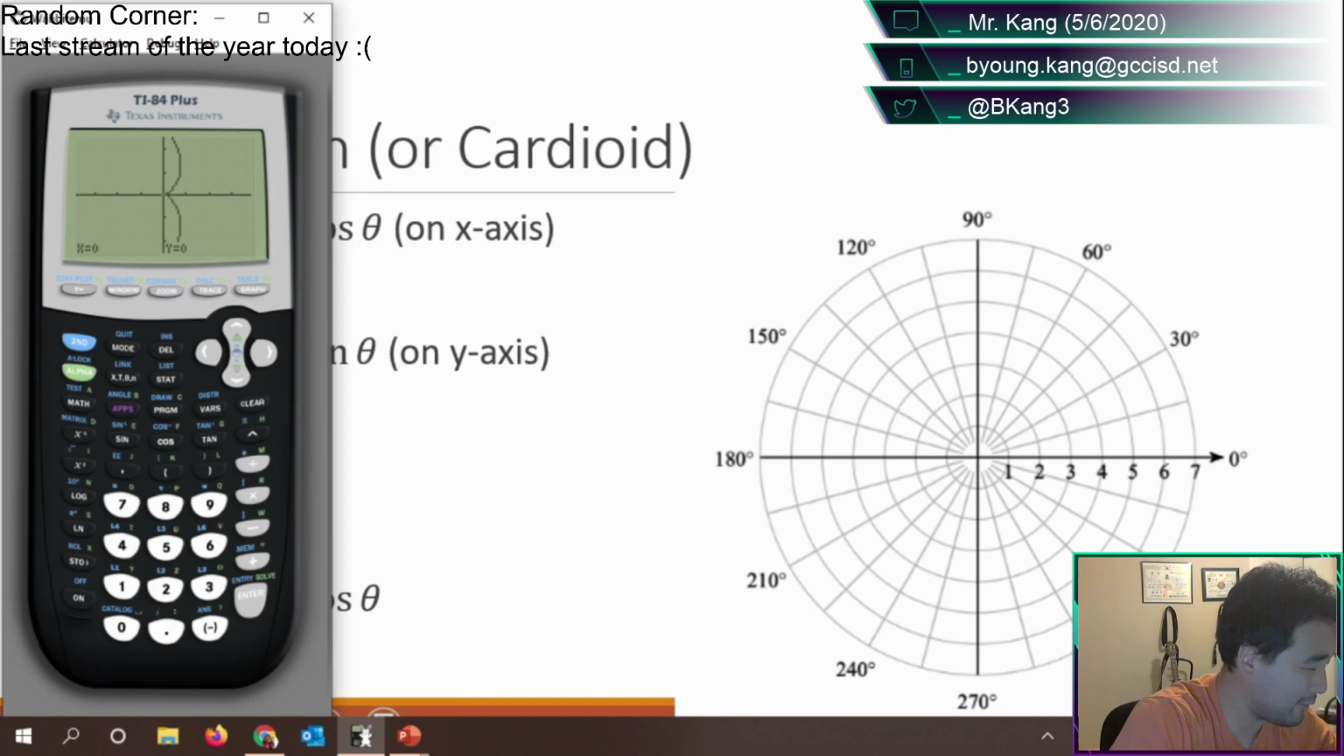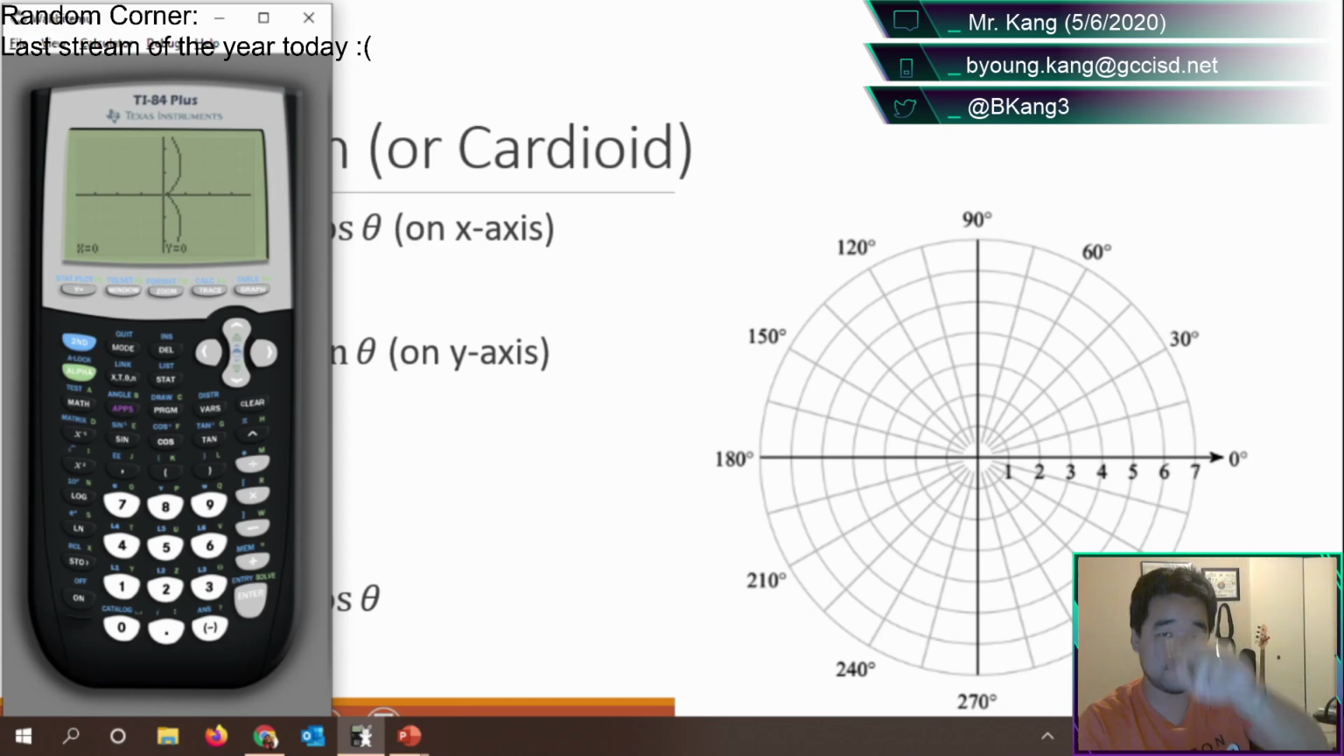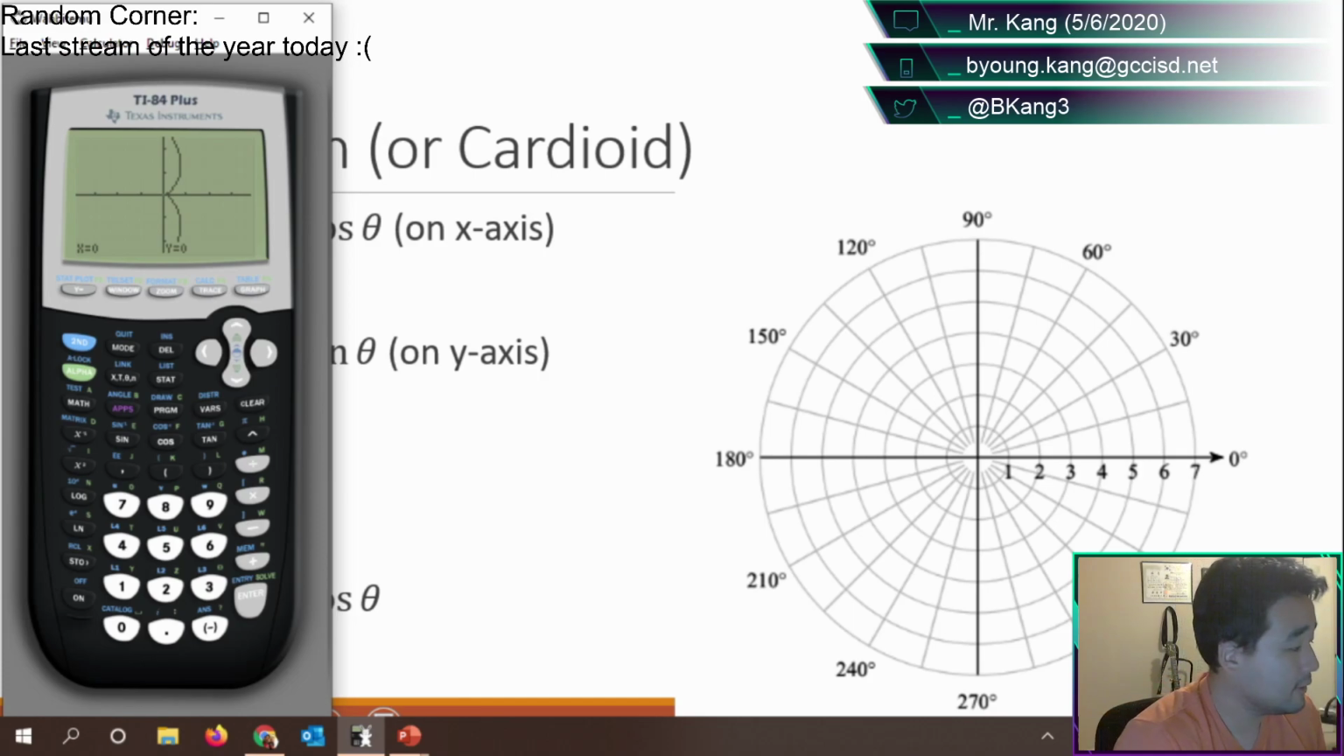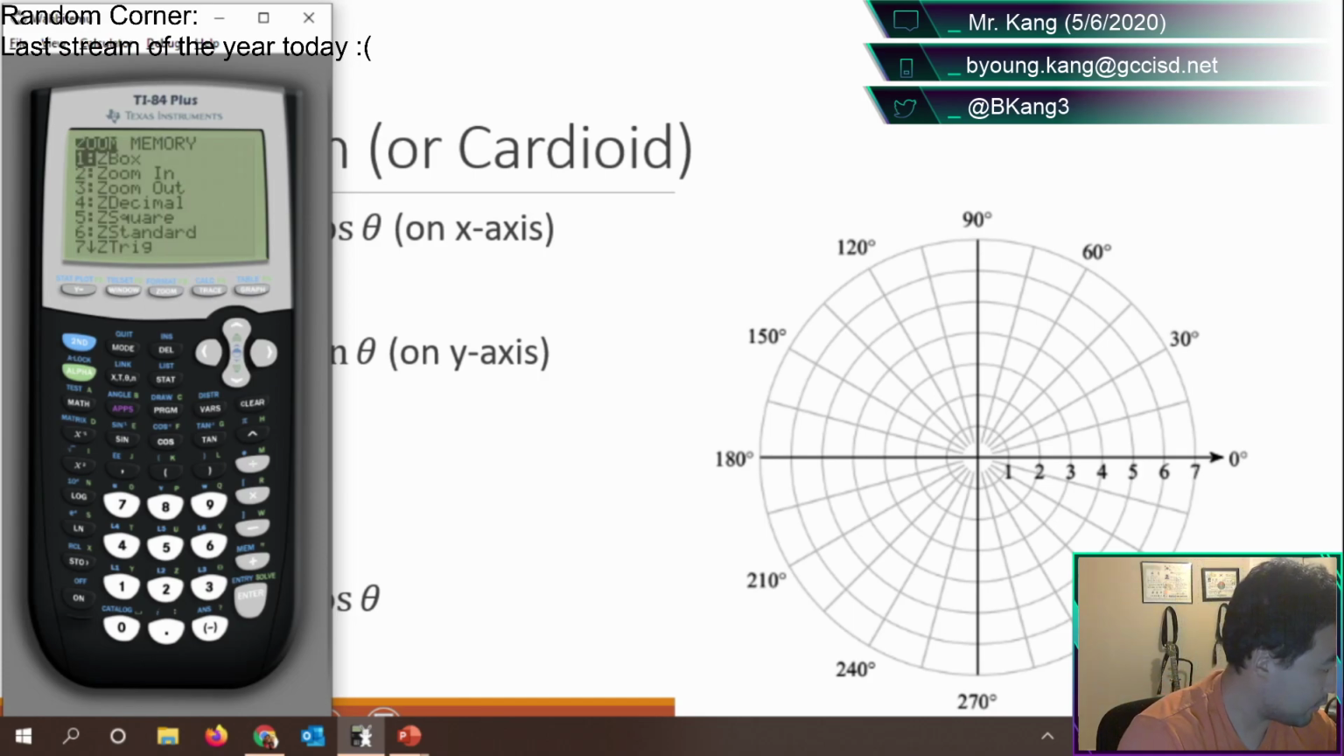So notice how right there, right on the origin, it's not a circle. It starts on the origin, dimples out a little bit, comes around in a circle, and then dimples back into the origin. So this is technically the shape of your cardioid. If you make it a sine graph, it kind of looks like a heart. That's why it's called cardioid. So let's zoom back to our normal square. Oh, whoops. Let's zoom out.